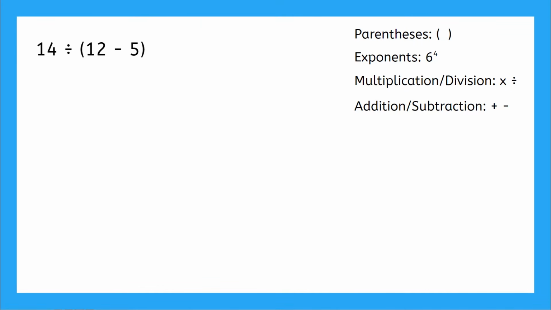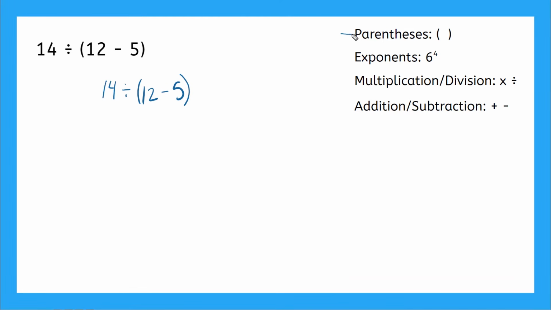So here we have a problem to solve, and we're going to use the order of operations. Now the first thing I'm going to do is write this problem here in my own handwriting. So I have 14 divided by 12 minus 5. Now let's take a look at our order of operations. What operation do we do first?